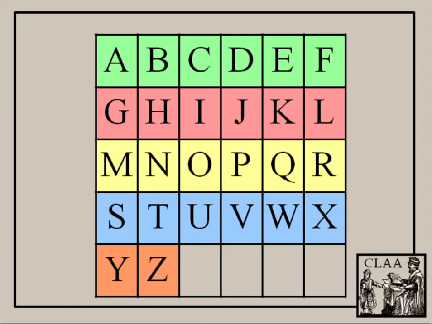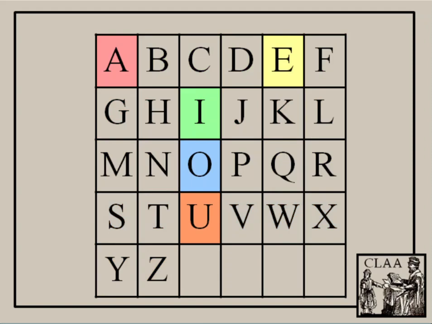Now go down to the yellow row. M, N, O, P, Q, R. Now to the blue row. S, T, U, V, W, X. And lastly, the orange row. Y, Z. These are the 26 English letters.